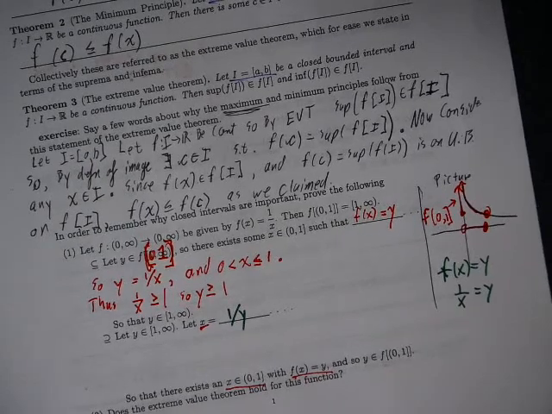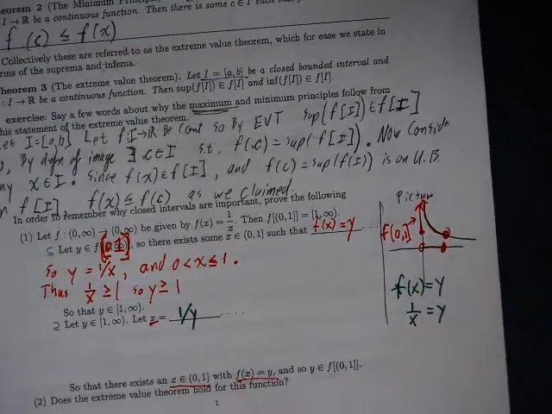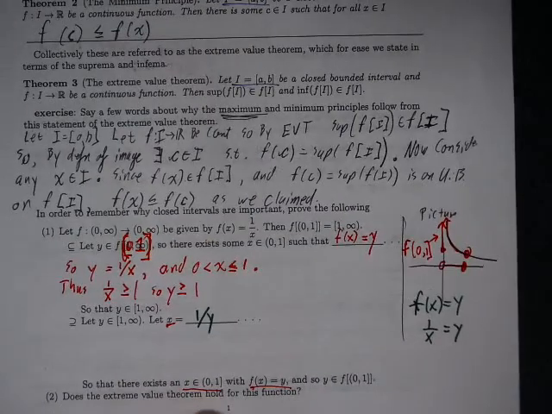So let's get to the payoff. Does the extreme value theorem hold for this function defined over that interval then? That's it. So that's what the image of the function is equal to. Does that set contain its supremum? Does it even have a supremum?